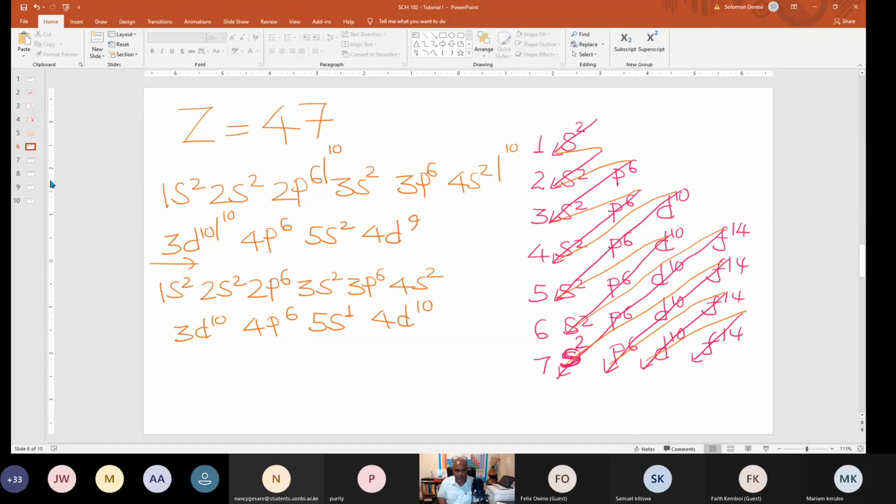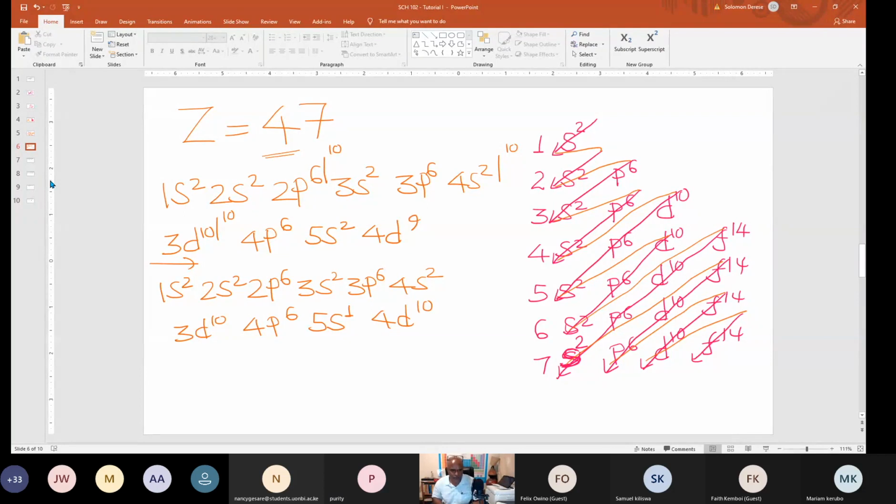Now, if you look at the element with an atomic number of 47 in the periodic table, when you want to abbreviate, you must have the periodic table with you. The element with the atomic number of 47 is silver, but which is the noble gas just before silver? The noble gas just before silver is krypton, okay?